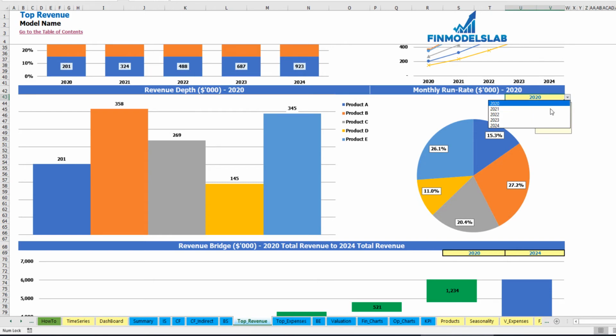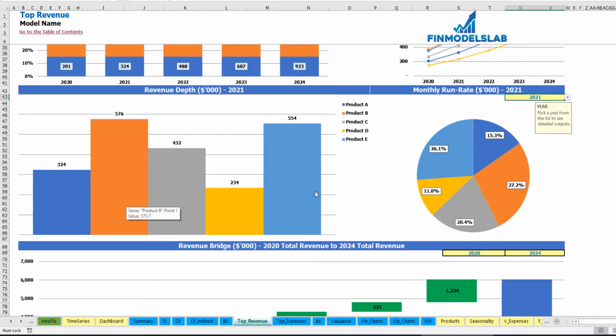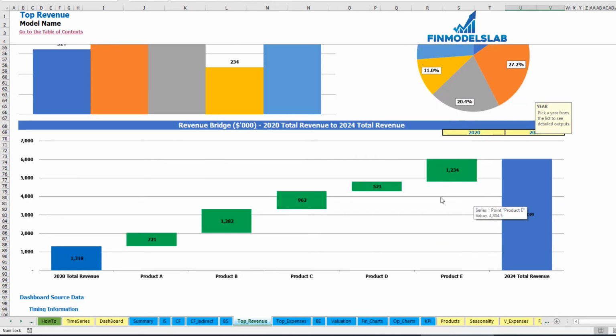You can select the year, and based on this year you will see the information of revenue by products as absolute values and percentage revenue breakdown on the pie chart. On the revenue bridge you may find the main revenue drivers of growth. You may select the first year and the last year, and between these years you will see the waterfall chart, and you may see which are the main drivers of your revenue growth, which specific products grow faster and which specific products grow slower.